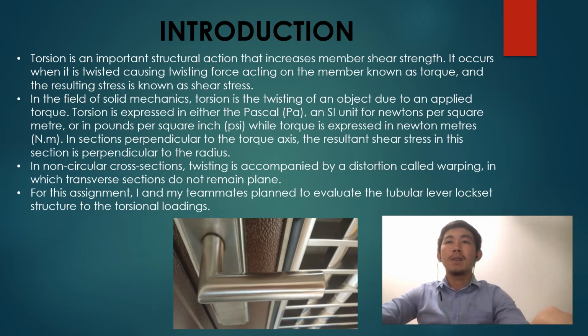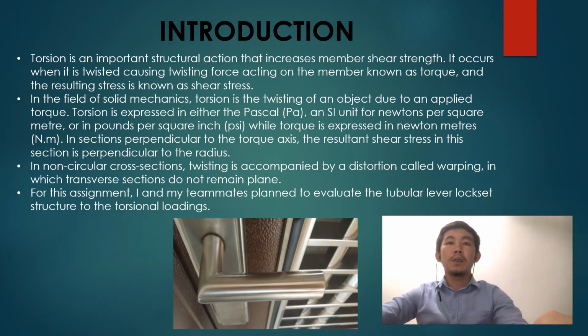Today, we are from Group 5 going to present our project involving the torsional evaluation of an actual structure. For the first part, introduction, note that torsion is an important action that increases member shear strength. It occurs when a member is twisted, causing a twisting force acting on the member known as torque, and the resulting stress is known as shear force.